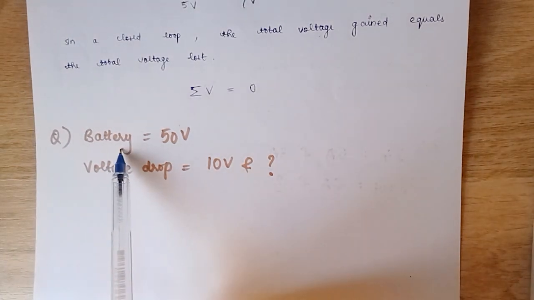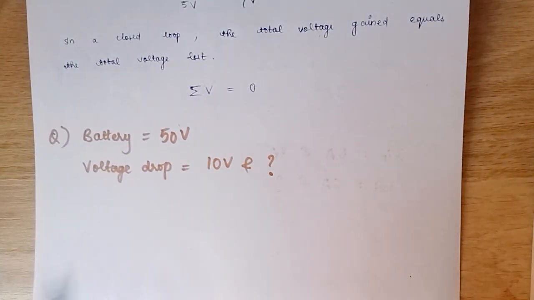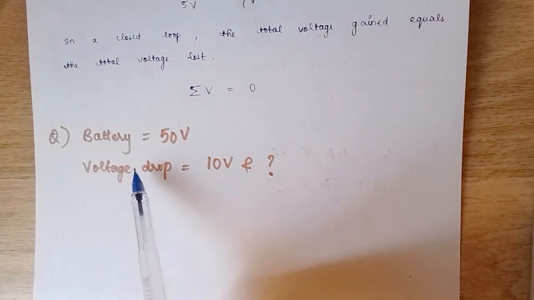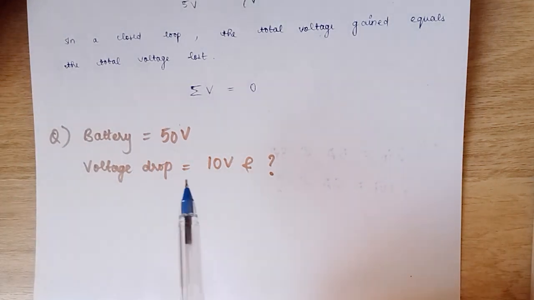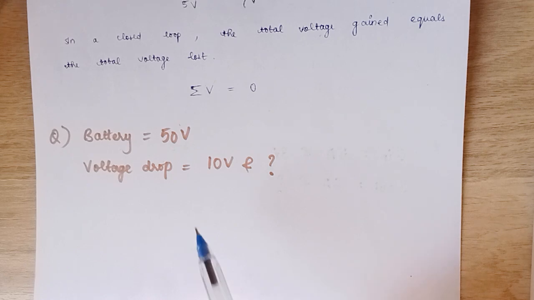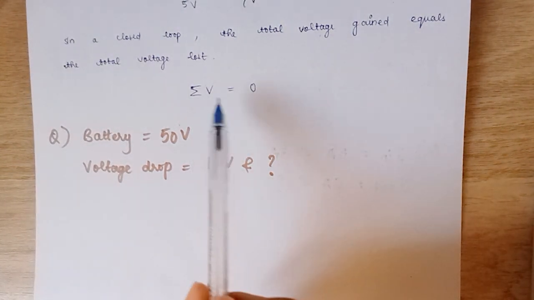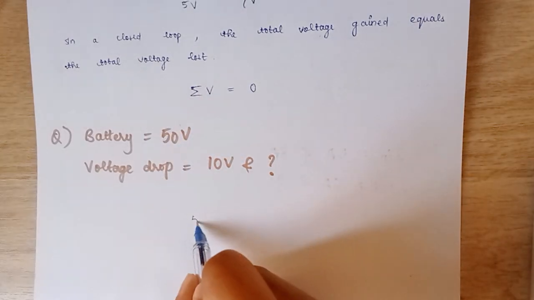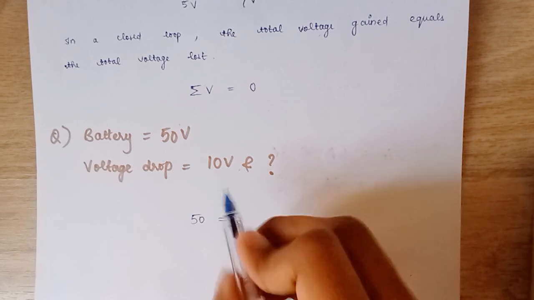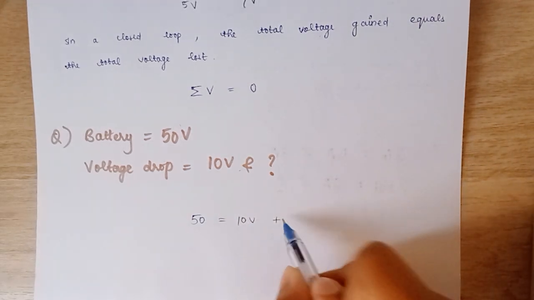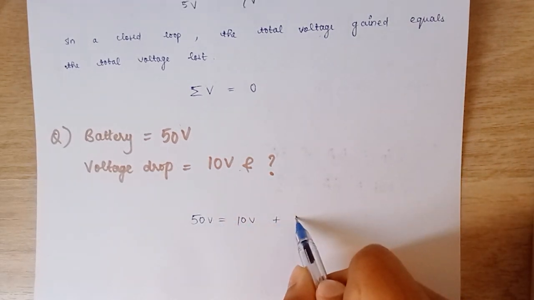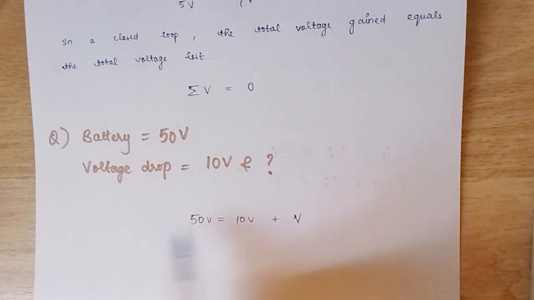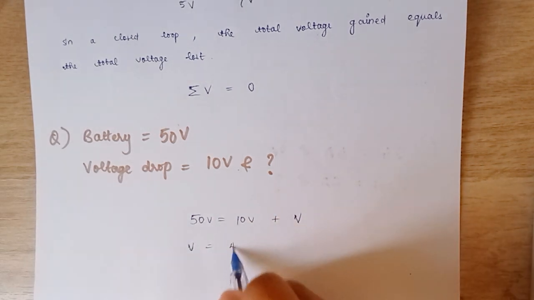The battery gives out a voltage of 50. So the battery gives a voltage of 50 and the voltage drops by 10 volt and how many volts? So you can make this into an equation. The total voltage is 50, no? So 50 is equal to 10 volt plus, let's take it as V. Then if you rearrange this, we get V is equal to 40 volt.